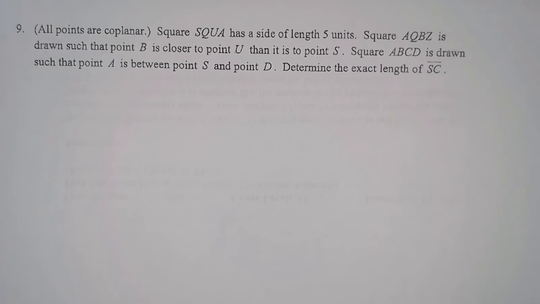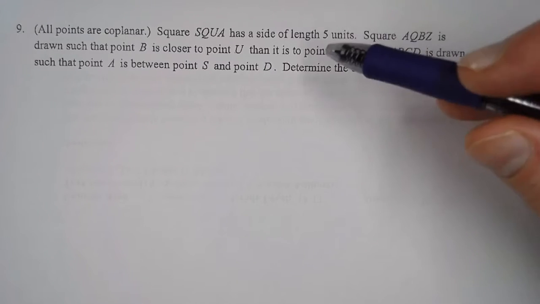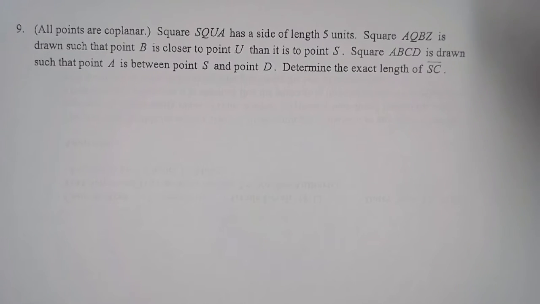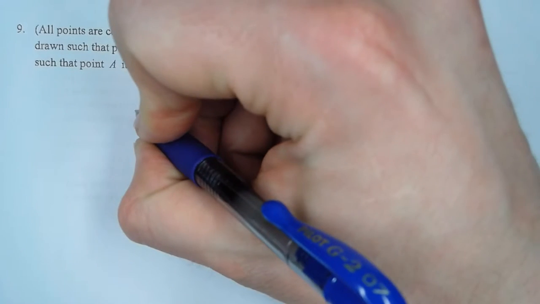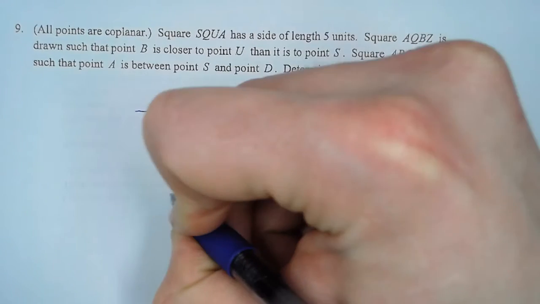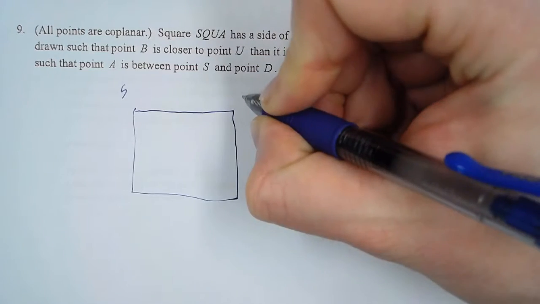In this problem, it tells us that square SQUA has a side length of 5 units. Now, the main difficulty with this problem is the way you draw it. So let's draw out the first square, SQUA.